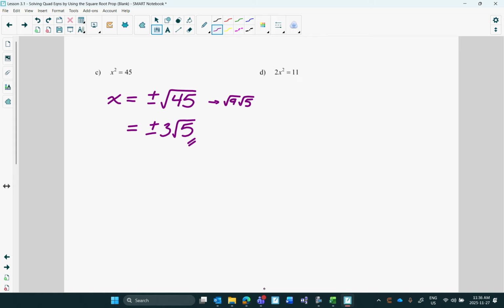How about this last one? Divide both sides by 2. So I get 11 over 2. Don't put a decimal, leave it as a fraction. So x is going to be plus minus root 11 over 2, and I can't do anything with that root 11 over 2. I can't simplify it or anything. So I'm done.